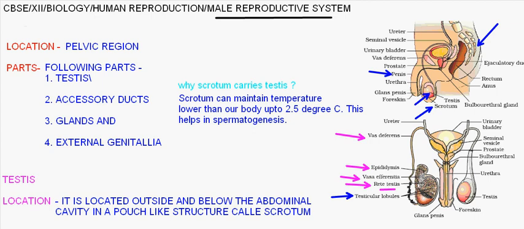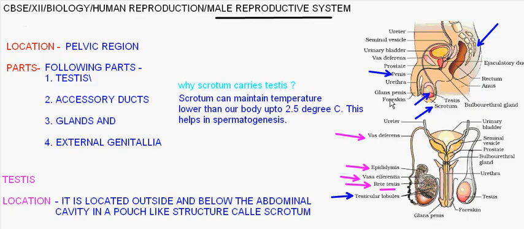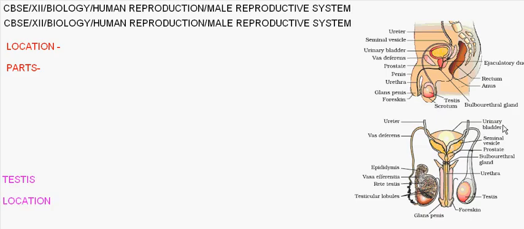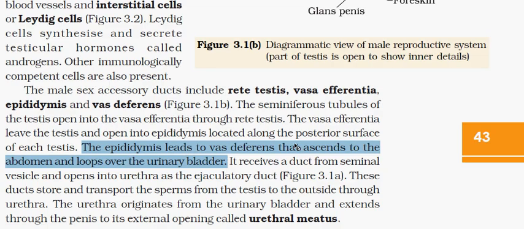Then coming to epididymis, it leads to vas deferens that ascends to the abdomen and loops over the urinary bladder. As we can see in this image, this is vas deferens. It connects itself with this part, the urinary bladder, and loops over it. Then it receives a duct from seminal vesicle, which is a gland, and it opens into the urethra as ejaculatory duct. Ejaculatory means which secretes or releases semen.